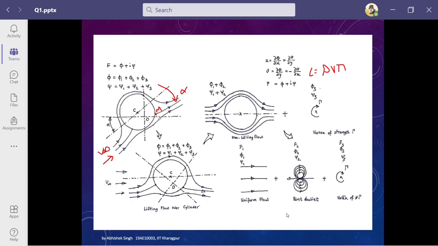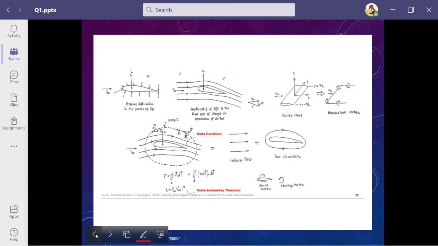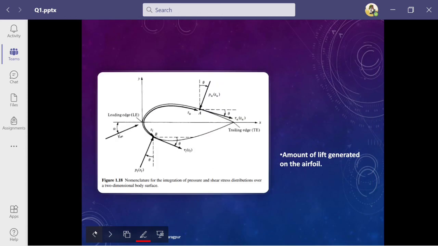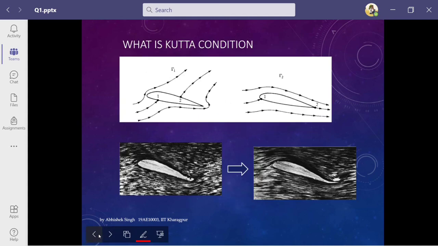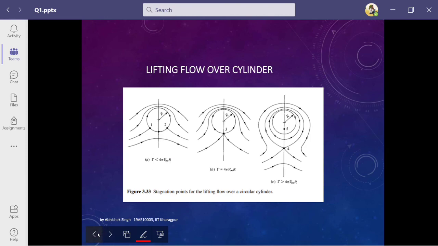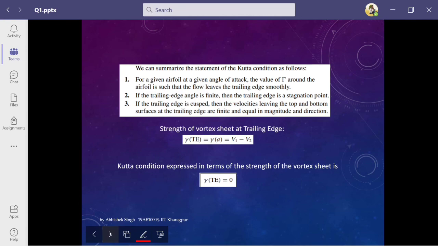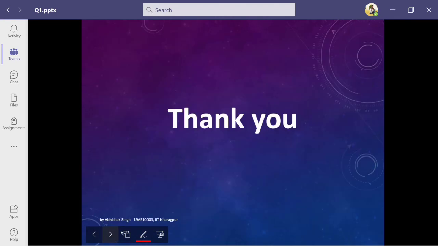Okay, so that's all we have discussed, basically the Kutta condition, and how the flow has to leave the trailing edge, how the flow behaves for different types of trailing edge, and what the values of velocities are. That's all in this video. Thank you so much.